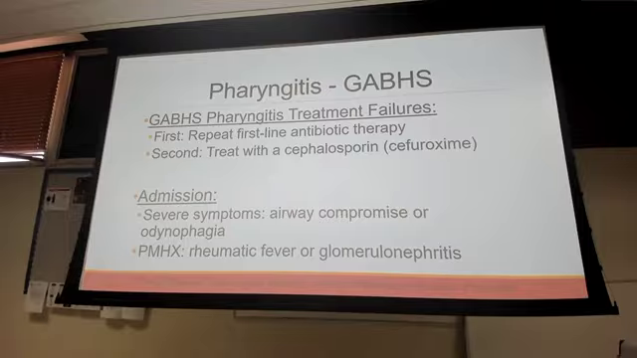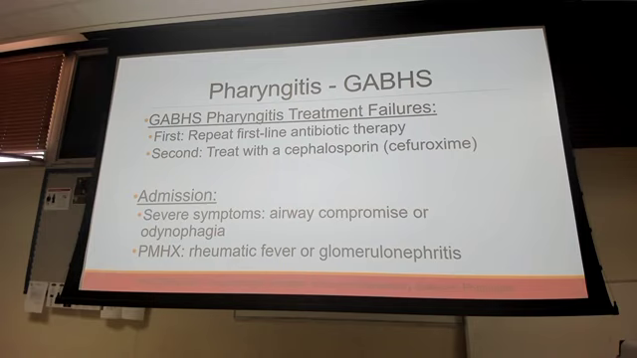These are just some admission criteria: past medical history of rheumatic fever, glomerulonephritis. If a patient has signs of airway compromise, we definitely do not want to send them home with an oral antibiotic, because they probably cannot even consume that oral medication. Oh, what would be some signs of airway compromise? Stridor, yes, very good. What was that? Cyanosis, yes. Anything else? Tripoding. Tripoding, yes.